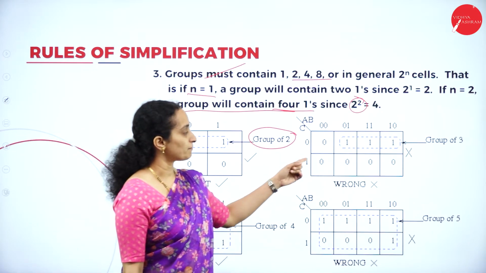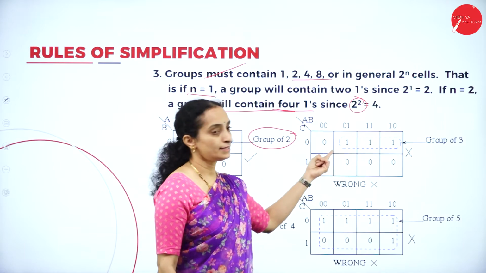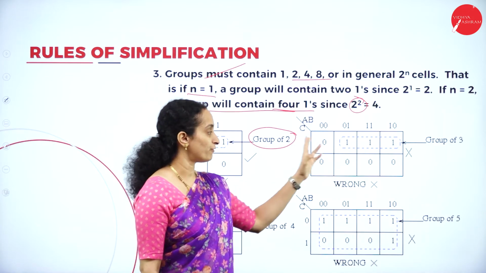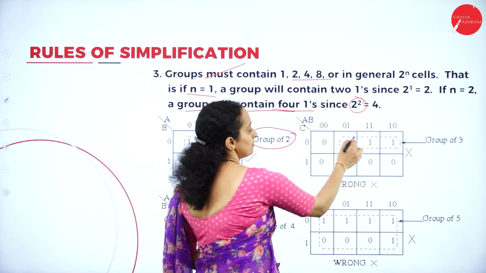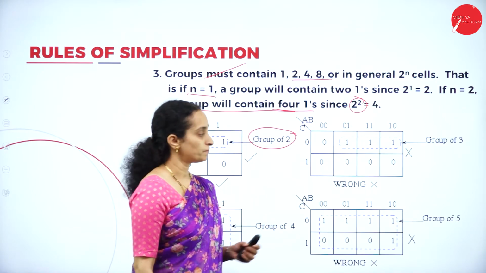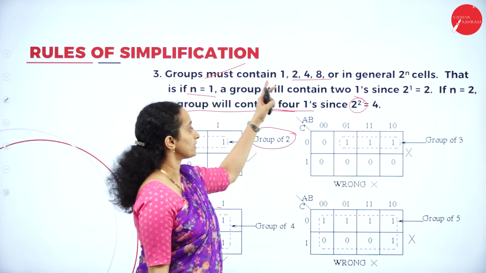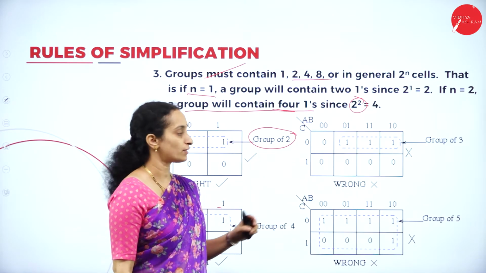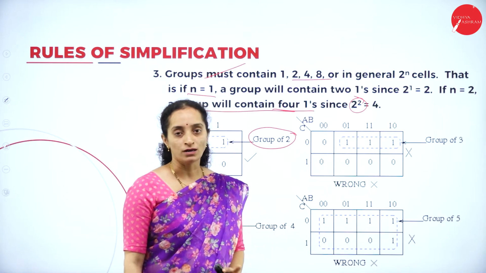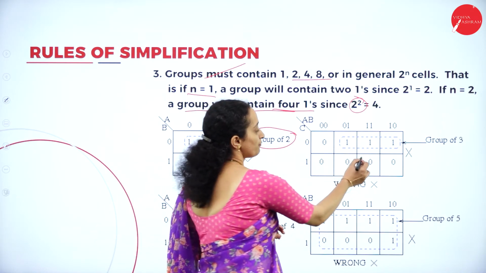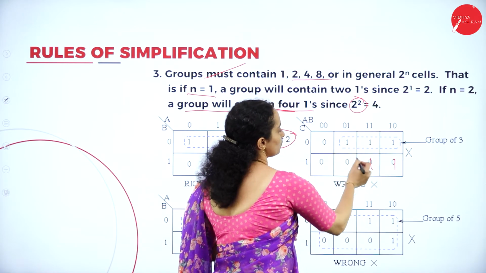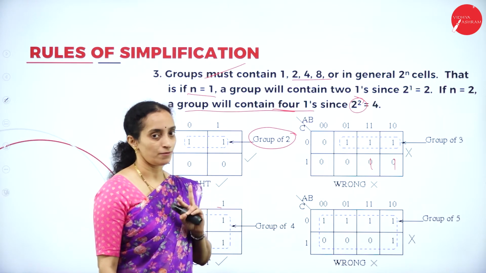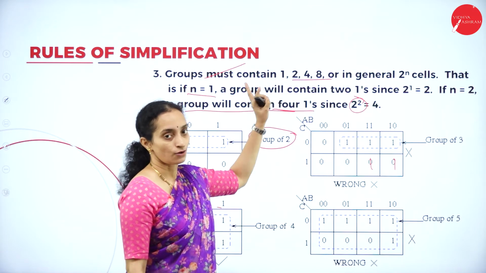Okay, another example, we have 3 ones. Here we have 3 ones. You cannot make the group of 3 ones. Either you can make it the group of 4 or 2. You can make the group of either 1 or 2 or 4 or 8. All right. You cannot make the group of 3, or you cannot make the group of 5. Suppose if you have 1 here, you cannot make the group of 5 ones. It must be only an even number of ones.